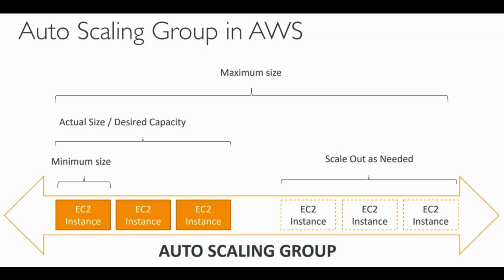Amazon EC2 auto-scaling helps you ensure that you have the correct number of Amazon EC2 instances available to handle the load for your application. You create collections of EC2 instances, called auto-scaling groups. You can specify the minimum number of instances in each auto-scaling group, and Amazon EC2 auto-scaling ensures that your group never goes below this size. You can specify the maximum number of instances in each auto-scaling group, and Amazon EC2 auto-scaling ensures that your group never goes above this size.